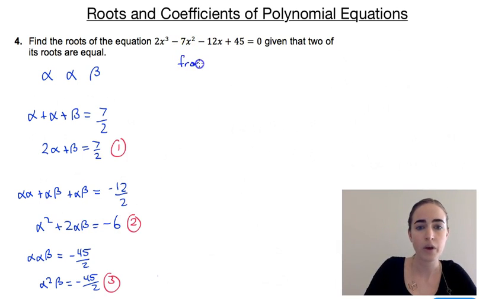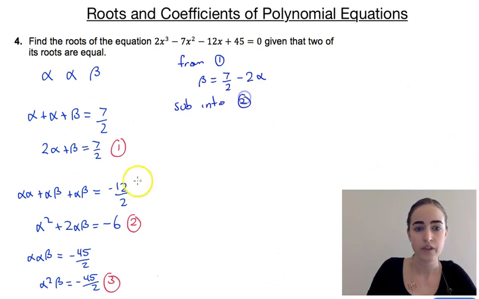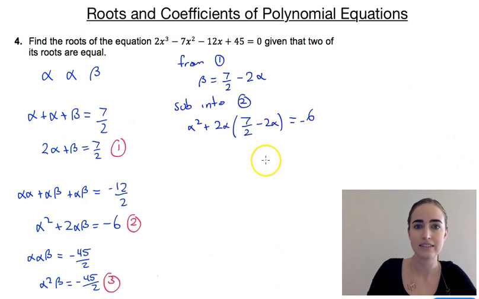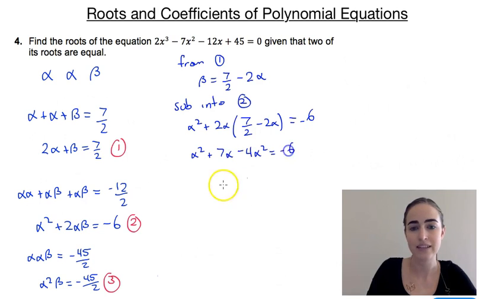So from equation 1, we're going to rearrange it to make beta the subject. So we'd have beta equals 7 over 2 minus 2 alpha. Now we're going to sub that into equation 2. Substituting it in for our beta, we'd have alpha squared plus 2 alpha outside of 7 over 2 minus 2 alpha equals minus 6. We'll expand that out. So alpha squared plus 7 alpha minus 4 alpha squared equals minus 6. That's going to give us minus 3 alpha squared plus 7 alpha equals minus 6.